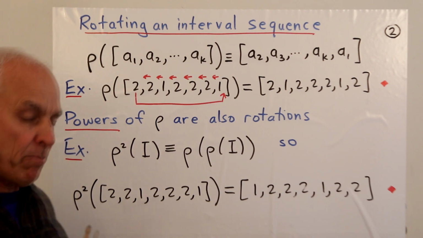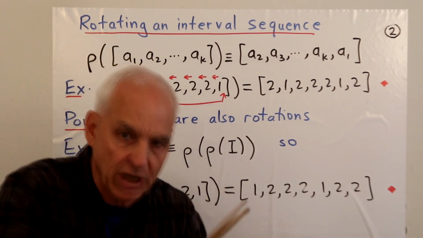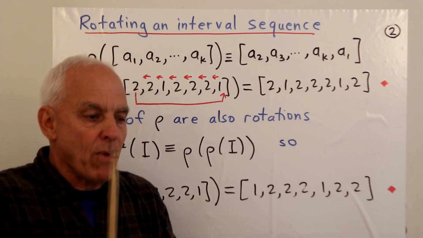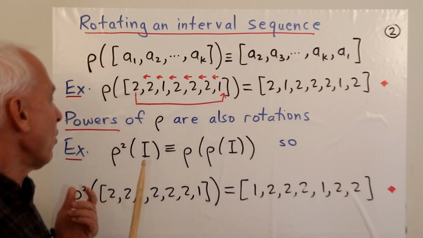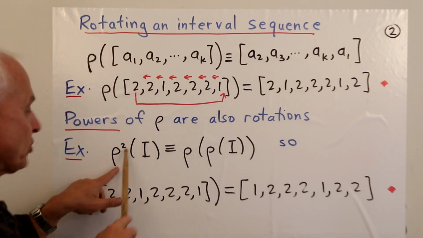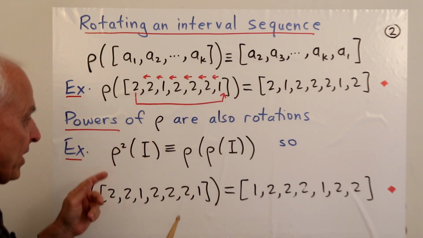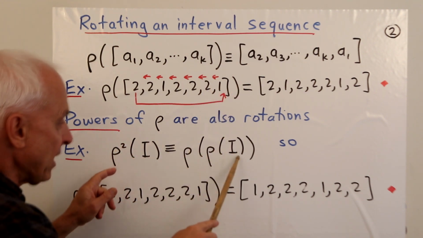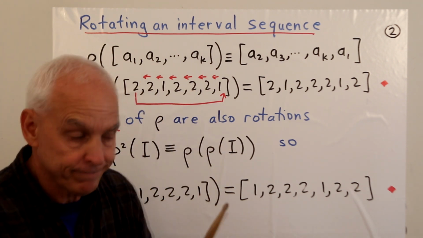And now we can also consider powers of this operation. In mathematics, we like to compose operations. That is, we want to do one followed by another. So this is called powers of row. For example, row squared of I, where I is an interval sequence, is by definition what you get when you take I, apply row to it, and then apply row to that.